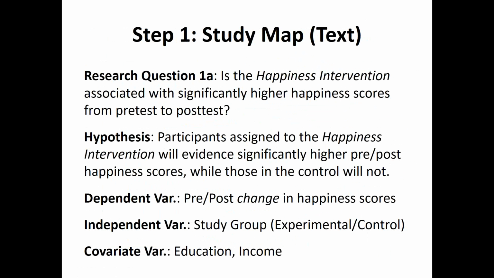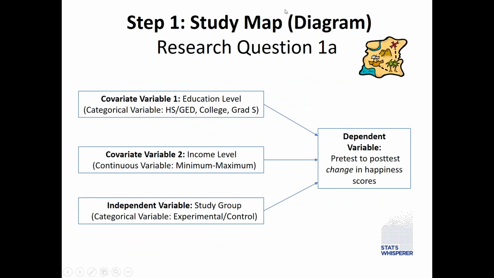And then we have the dependent variable. Recall again, it's not the pre or the post measure, it's the change from pre to post. That's our dependent variable. Our independent variable is study group, and we have covariates, education and income. And recall again the image, just a more truncated version of what we just read. We have our dependent variable on the right, and our two covariate variables on the left, along with the independent variable.